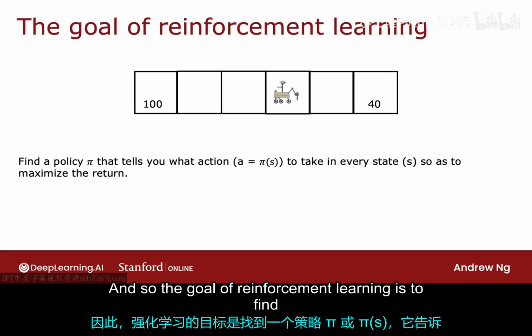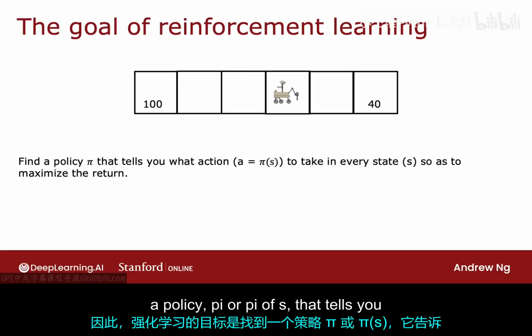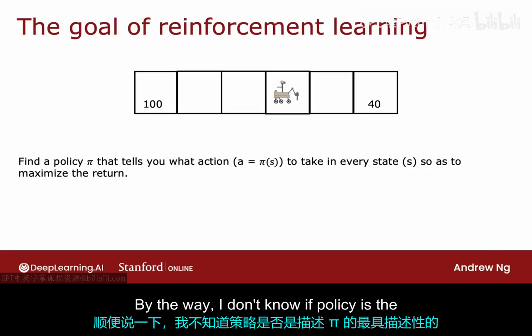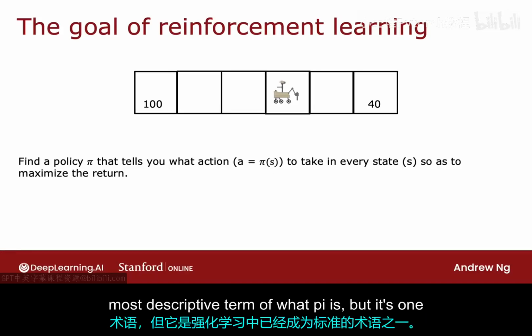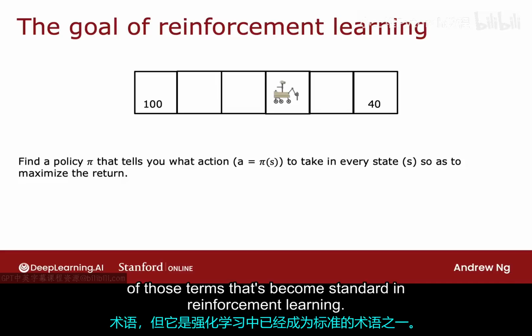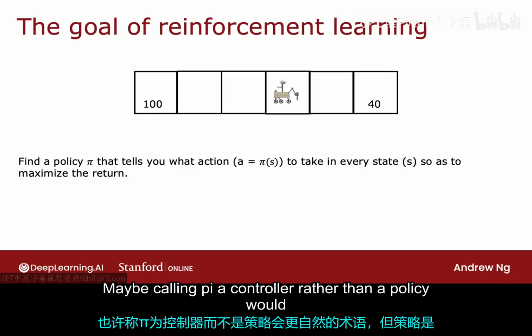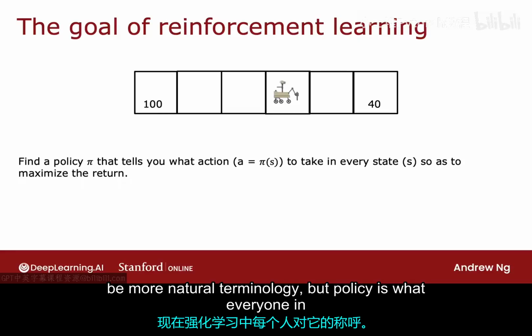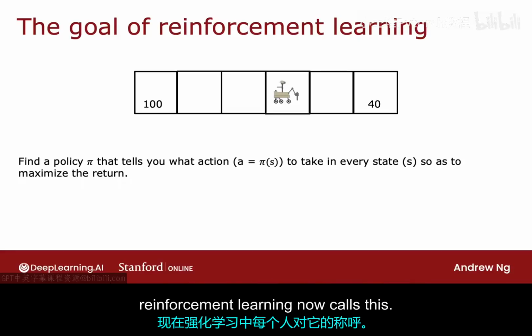And so the goal of reinforcement learning is to find a policy pi, or pi of S, that tells you what action to take in every state so as to maximize the return. By the way, I don't know if policy is the most descriptive term of what pi is, but it's one of those terms that's become standard in reinforcement learning. Maybe calling pi a controller rather than a policy would be more natural terminology, but policy is what everyone in reinforcement learning now calls this.